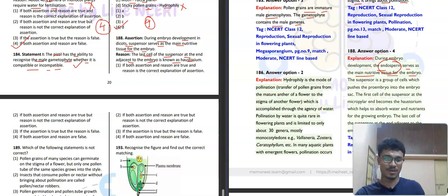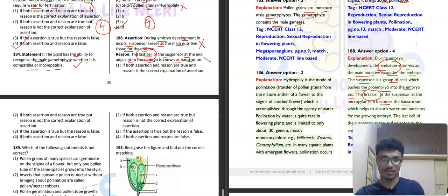What is the suspensor then? The suspensor is a group of cells which pushes the pro-embryo into the embryo sac. So that's why the assertion is totally incorrect. And the first cell of the suspensor at the micropylar end becomes the haustorium, the first cell, and in the reason it is given as the last cell.